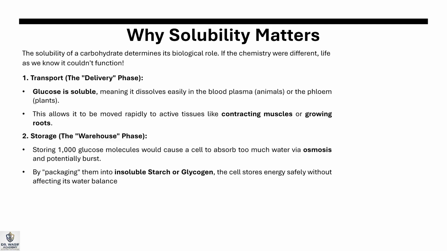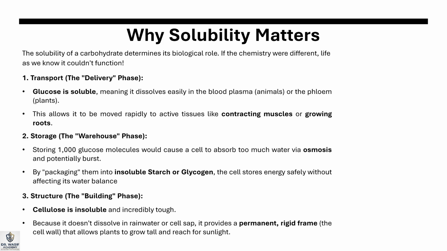The next one is the storage phase. Imagine trying to fit 1000 loose bouncy balls into a small room. It would be chaotic, okay? If a cell stored 1000 individual glucose molecules, the concentration would be so high that water would rush in by osmosis and burst the cell. So, by packaging them into insoluble starch or glycogen, the cell creates a stable warehouse that stores energy safely.